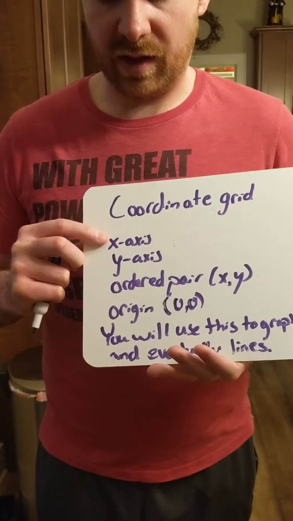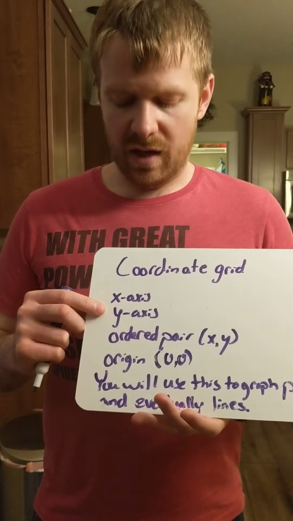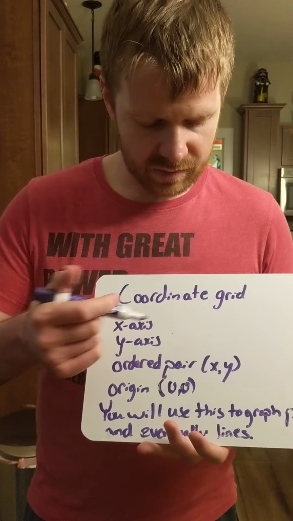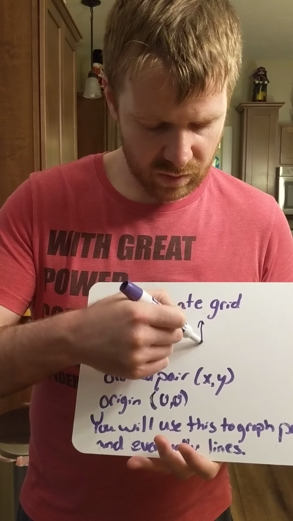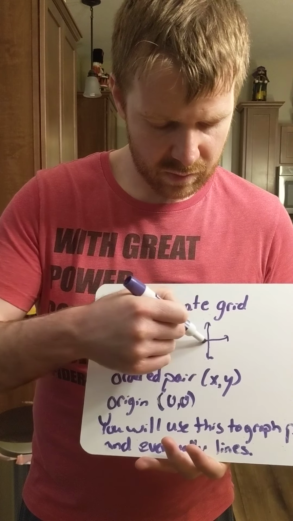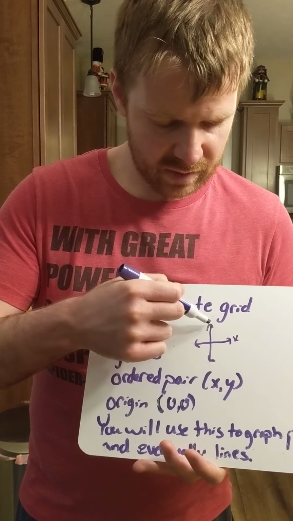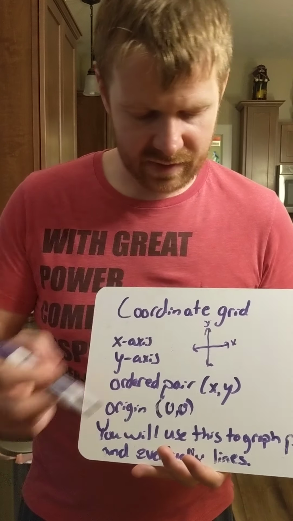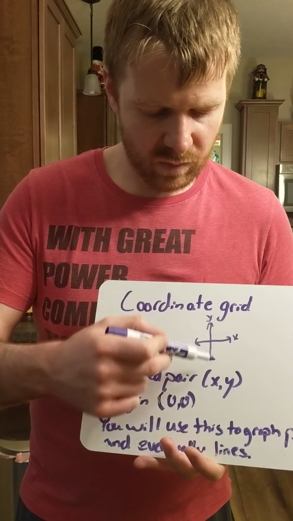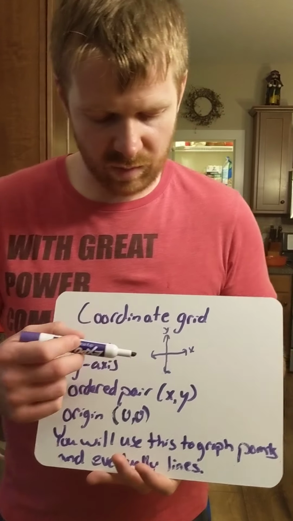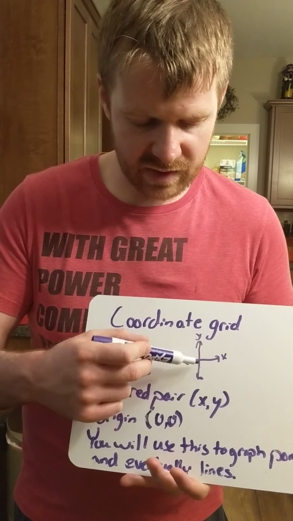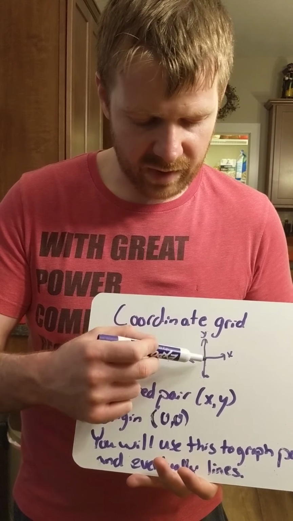But the coordinate grid, you have an x-axis and a y-axis. Notice it goes in alphabetical order. So when I'm drawing this, you will have an x and a y-axis. X goes left to right, y goes up and down. You can almost think of it like two number lines. A normal number line like you'd see in a thermometer, which usually goes up and down.